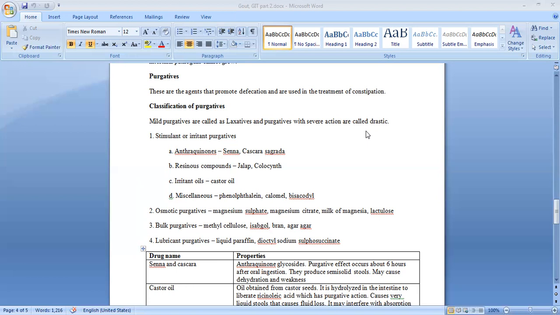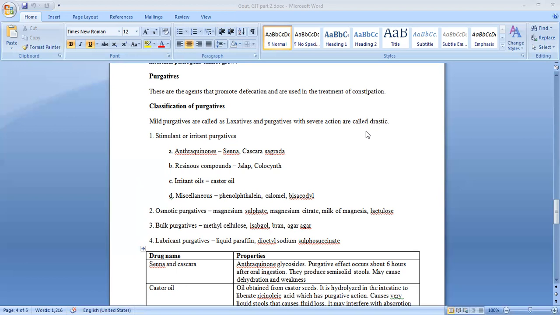So if you hear the word laxative or the word purgative or the word cathartic, all these mean the same action, that they will help to promote defecation. But the degree of the action will be different. So if the action is very mild, then it will be called a laxative. If it is medium, it is called a purgative. And if the action is very strong, they are called cathartics or drastics.